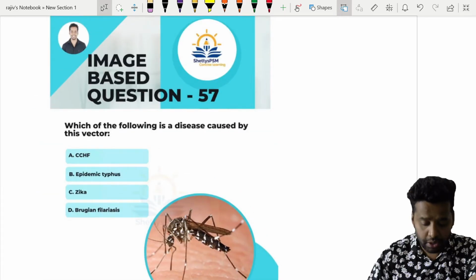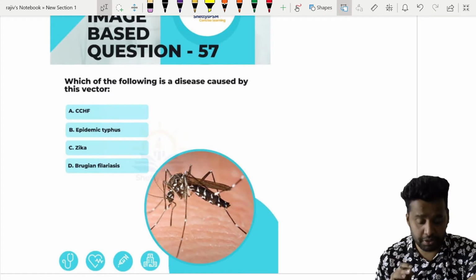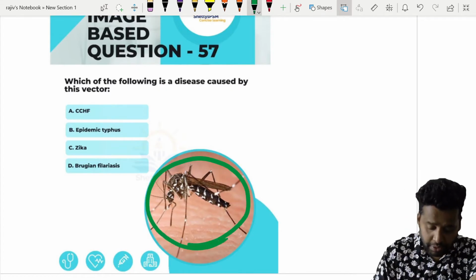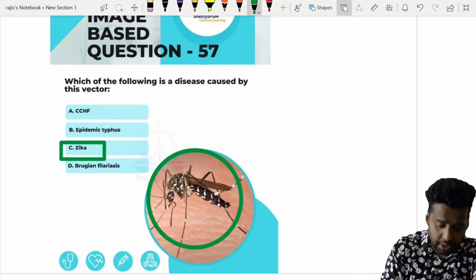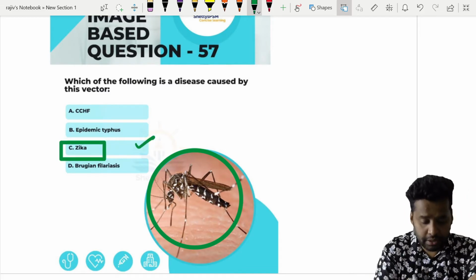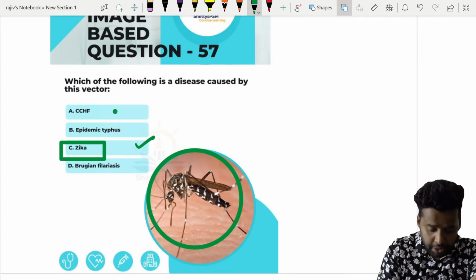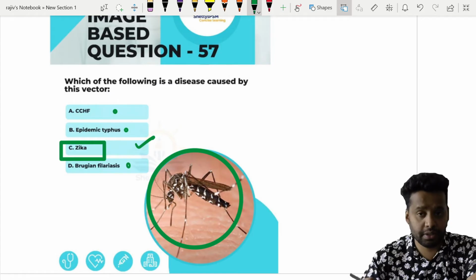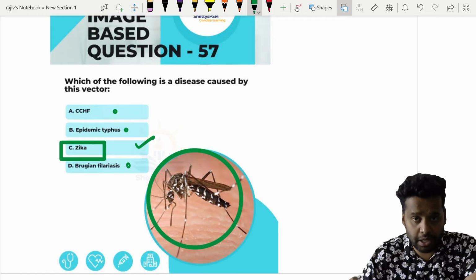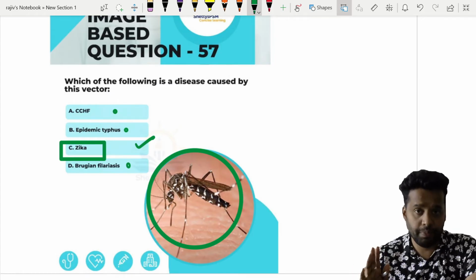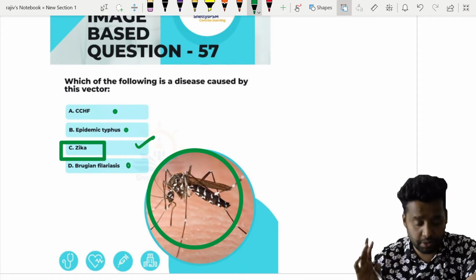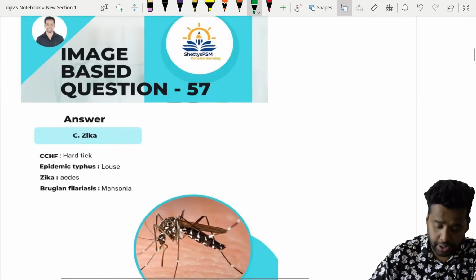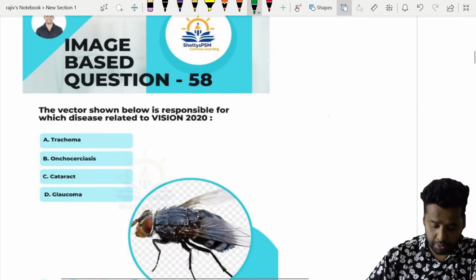Which of the following is the disease caused by this vector? You can identify the black and white tiger mosquito, na? Aedes. Answer is Zika. Out of the options, it is Zika. CCHF, hard tick; epidemic typhus, louse; Brugian filariasis, the agent is Brugia malayi and the vector is Mansonia. Bancroftian filariasis, Culex. Brugian filariasis, Mansonia mosquito. Aedes, Zika. Identification was important in that.